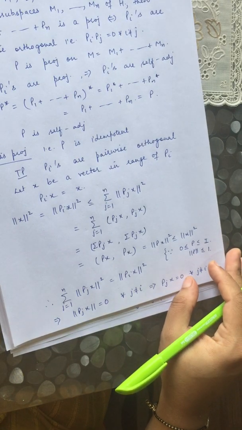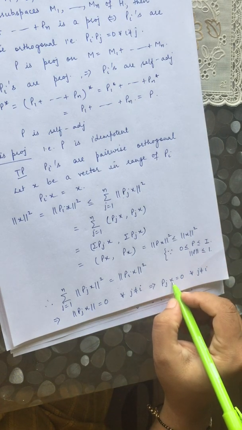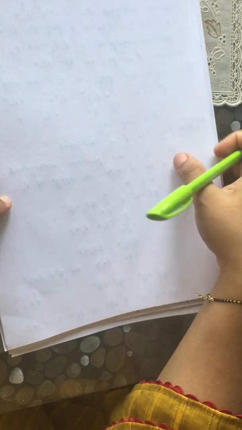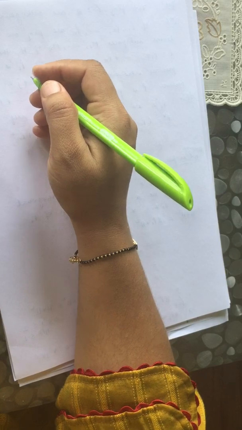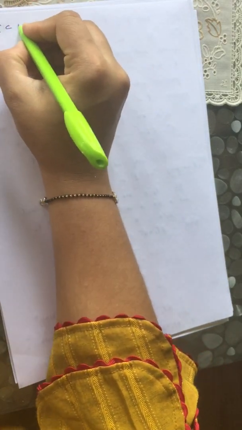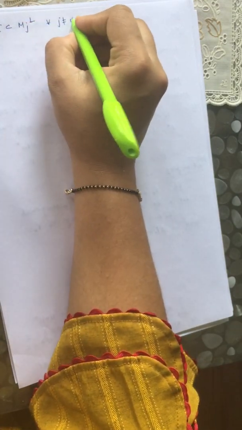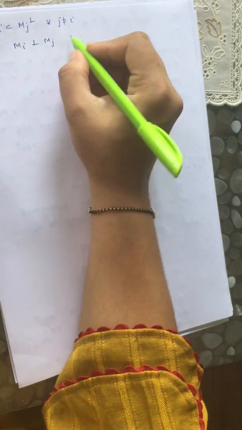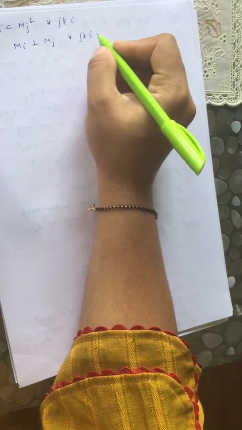That means if for any vector x in the range of Pi, that x belongs to null space of Pj. So any vector x which lies in the range of Pi is contained in null space of Pj, and we know null space of Pj is just Mj perp. So it means Mi is contained in Mj perp for all j not equal to i. It means Mi is perpendicular to Mj for all j not equal to i.